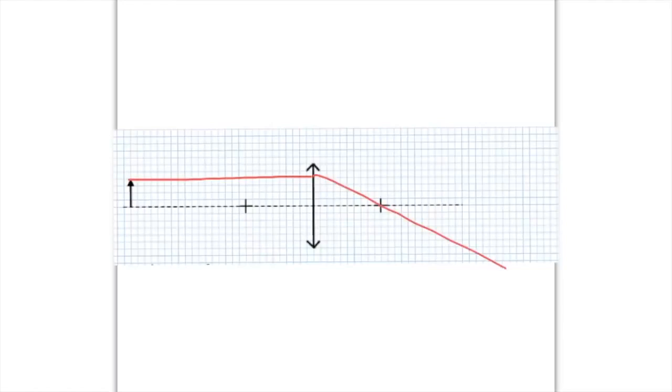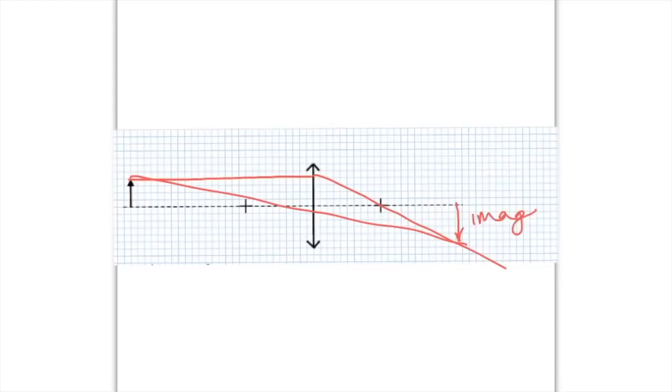Oh gosh, I really struggle on the iPad. Next step, you want to draw a diagonal line which runs from the top of the object arrow through the middle of the lens, and we'll see where it crosses. Oh, not very good. It's supposed to cross through the middle of the lens. And then where the two lines cross, that is your image.